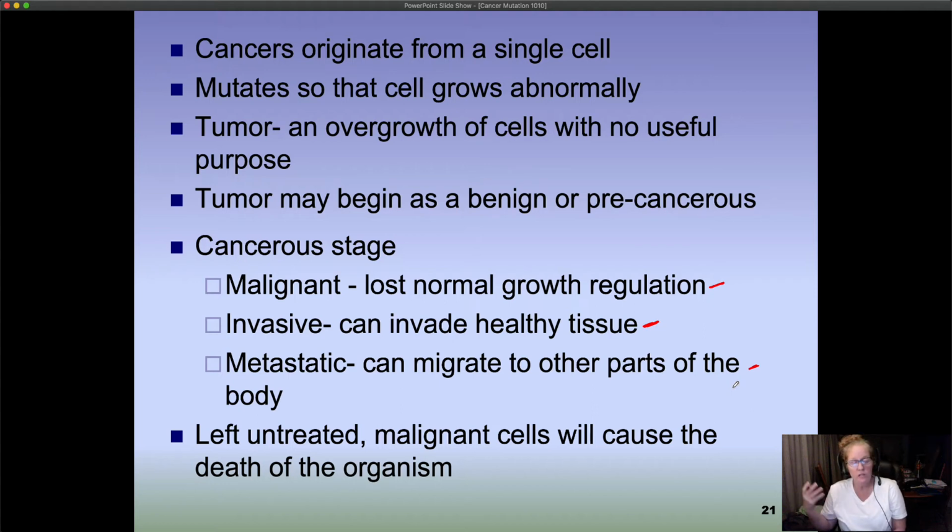When those cells get lodged in other parts of the body, they will be expressing rapid growth signals and cancerous type signals that will tell surrounding cells to start doing the same thing that it was doing before. And so now we start seeing tumor formation in other parts of the body. If left untreated, cells that are malignant are going to eventually cause death. It's going to invade tissue and cause organ failure.